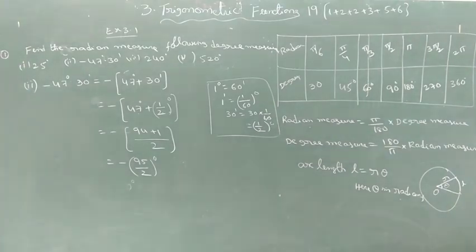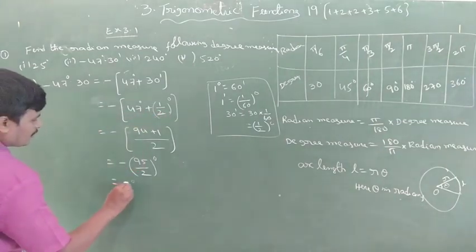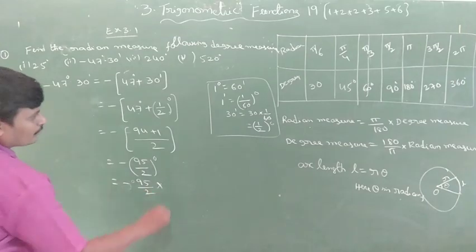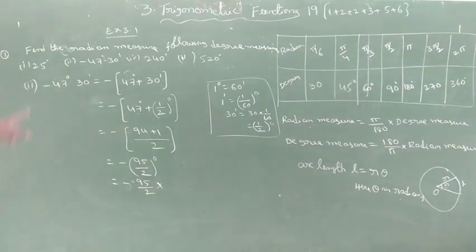Okay, what is given? We have to find the radian measure. The points, seconds, total seconds are converted into total degrees. This is finally degrees. So the degree measure is given, and radian measure is equal to pi by 180 into the degree measure. So that is minus 95 by 2 into pi by 180.